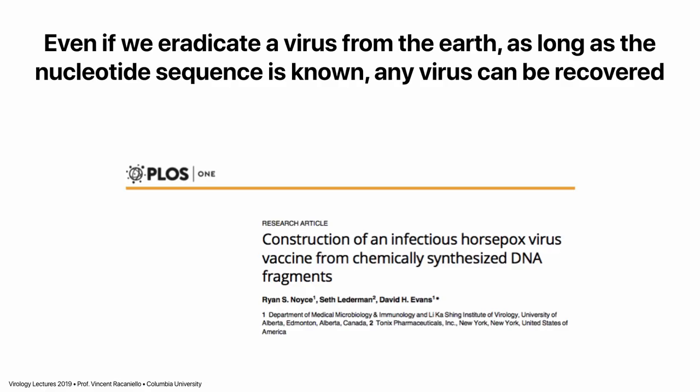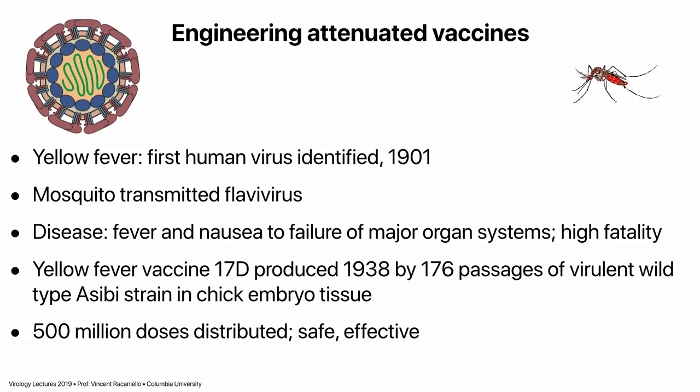So no virus is ever really eradicated because the sequences are all publicly available. All right, let me end with a couple of examples of using some new technologies to make new kinds of vaccines. And this starts with yellow fever, the first human virus identified, mosquito transmitted, serious disease.